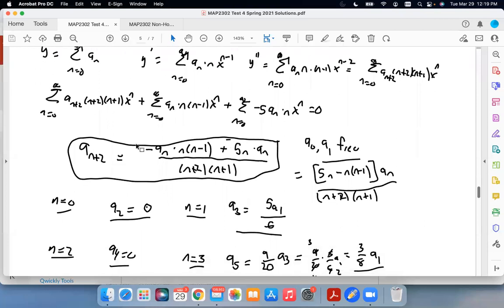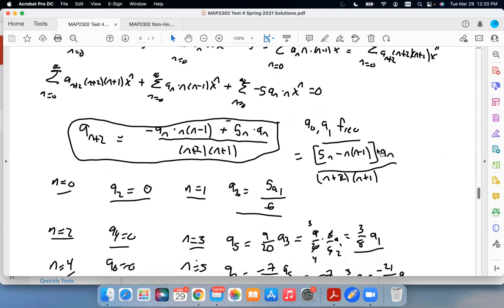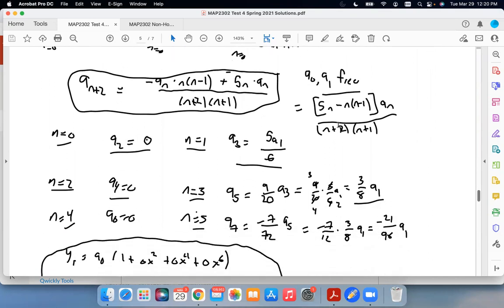That gives me this recursive formula. So I squish all this together into one expression. The only way that can equal 0 for every possible x is if every coefficient is 0. So all of these coefficients must add up to 0. We solve for a n plus 2. Here I've just cleaned it up a bit. These say the same thing. First two coefficients are free because it's second order.